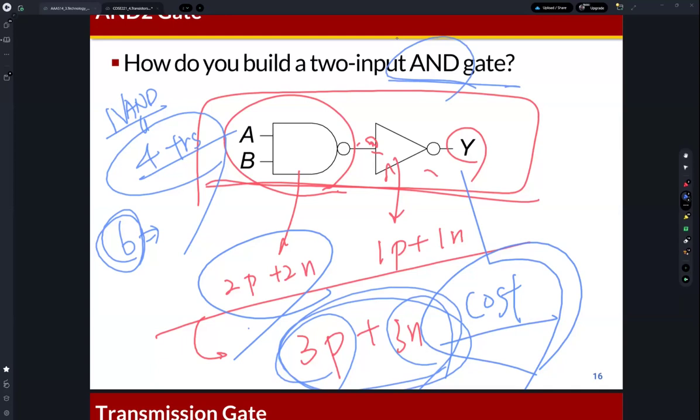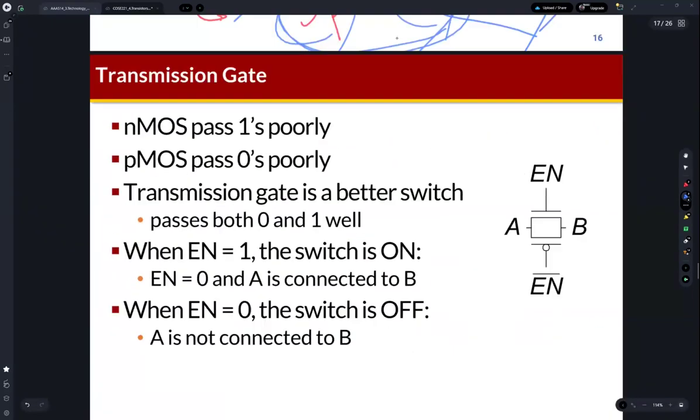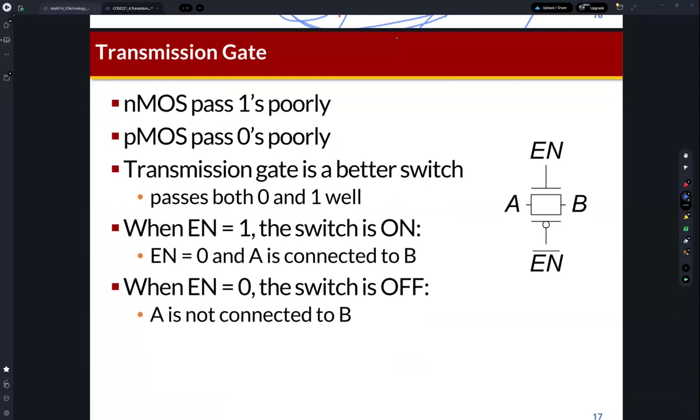We cannot directly build the AND gate, so we need to build the AND gate like this. And another basic gate is the transmission gate. You can understand the transmission gate as a switch.